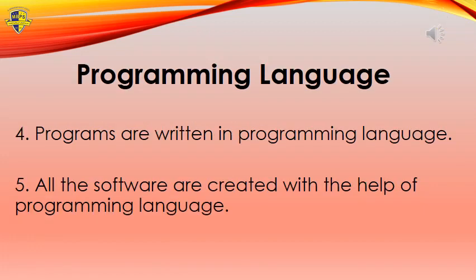So dear students, coming to point number 4, programs are written in programming language. As human beings, we have different languages, right? For example, English language, Arabic language, then Urdu language. Same, computer is a machine, technology is a machine. So a technology, whether that is a computer, a mobile, or a software, all of them have one language that a technology understands, and that is programming language.